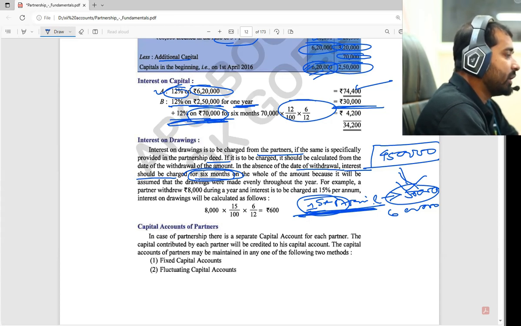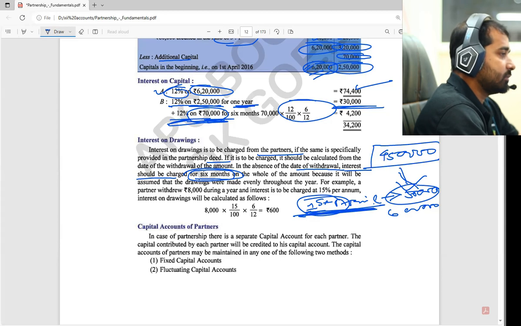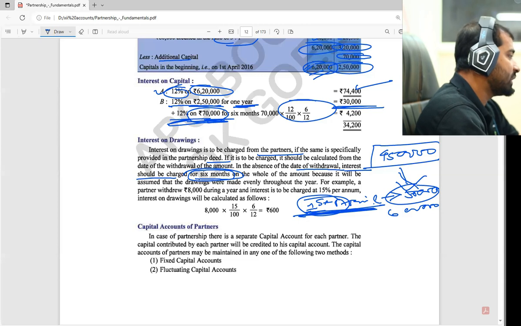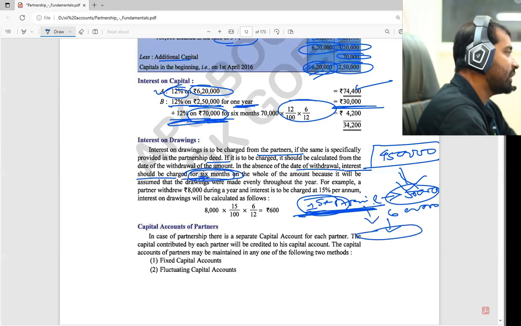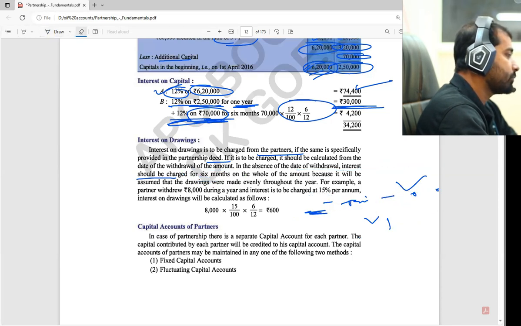So drawings are always taken in between the year, not at the beginning of the year. That's why if the date is not given, we assume that it is taken for 6 months. So that's why we are taking a 6 month duration. I hope that's clear. Yes, sir.